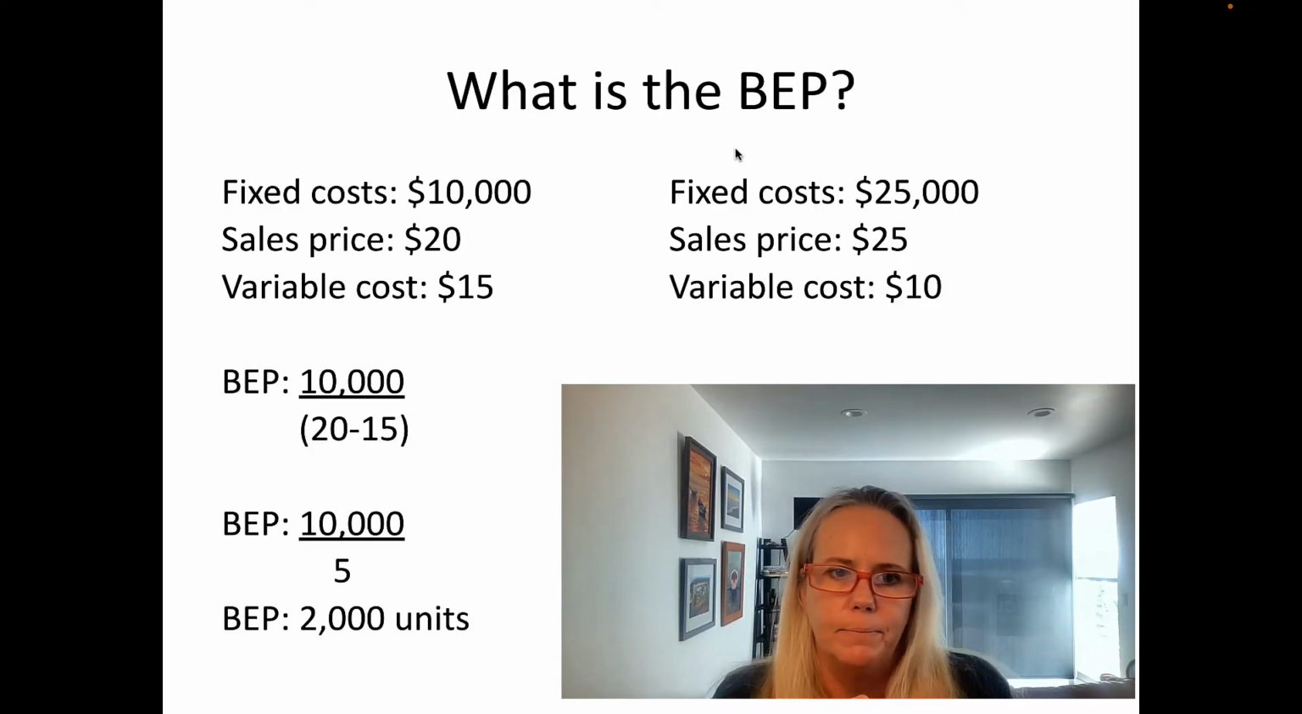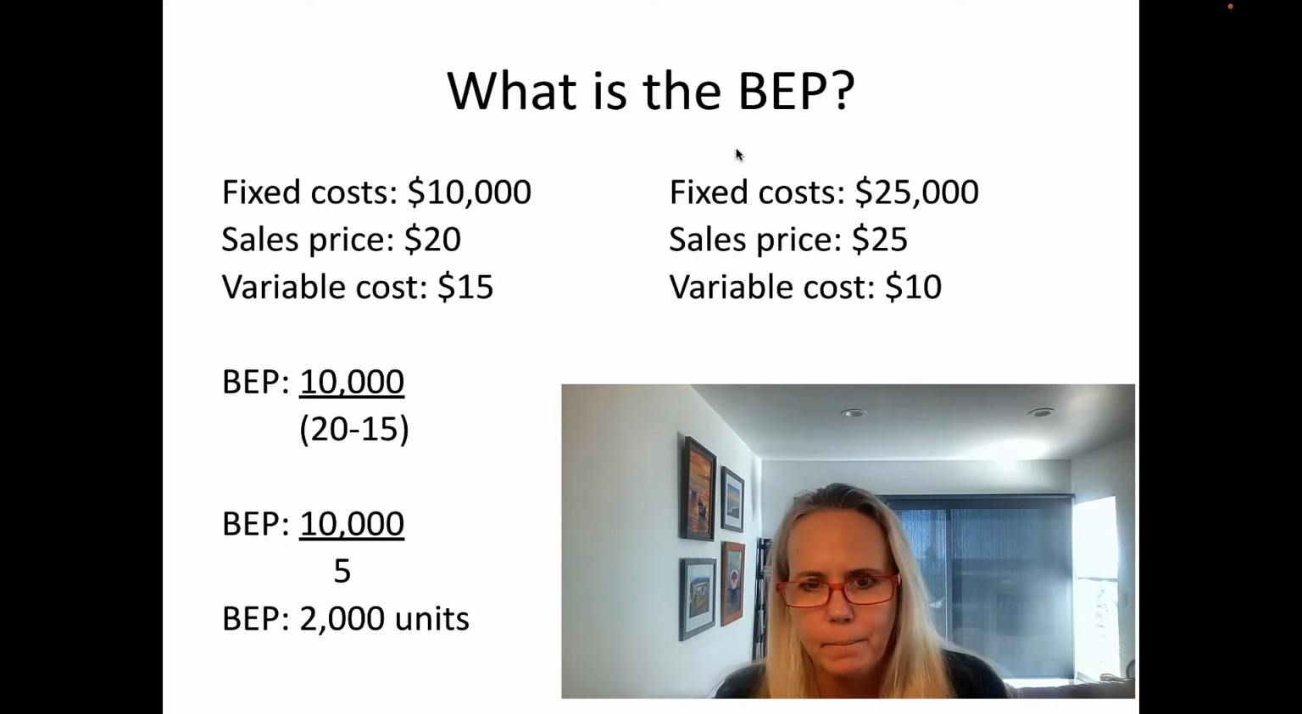Break even. $10,000 in fixed costs, our sales price is $20, and our variable cost is $15. $10,000 on the top, 20 minus 15 on the denominator, and so we've got 10,000 divided by $5 per unit, and that gives me a break-even point of 2,000 units. That means that at 2,000 units, I am not profitable. At 2,001 units, I am.